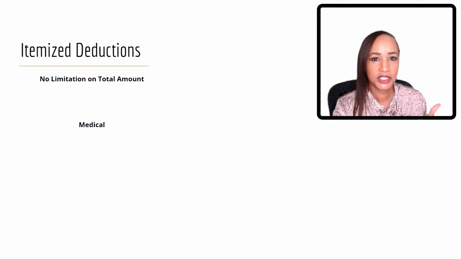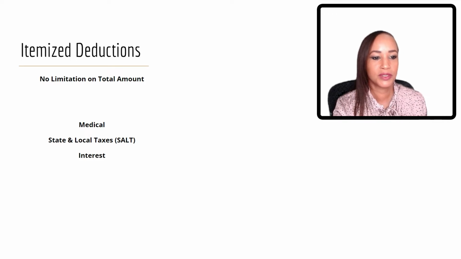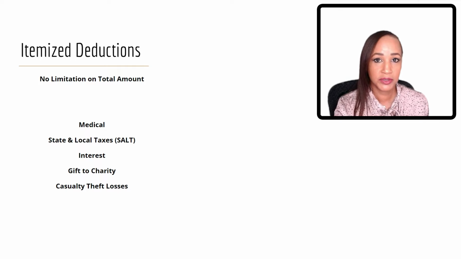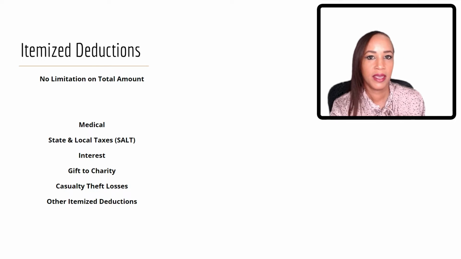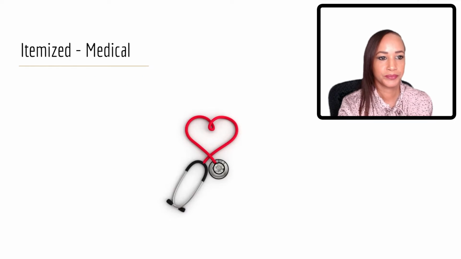In the itemized deductions, you have medical expenses, and we'll go over those. State and local tax, referred to as SALT, we'll go over those. Interest expenses, gifts to charity or charitable contributions, casualty, theft, loss, and other itemized deductions. This is basically your list of all of the types or categories of expenses that will be considered for itemizing.